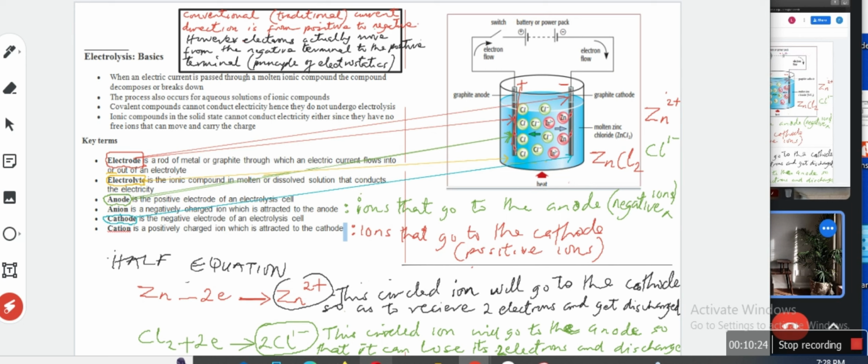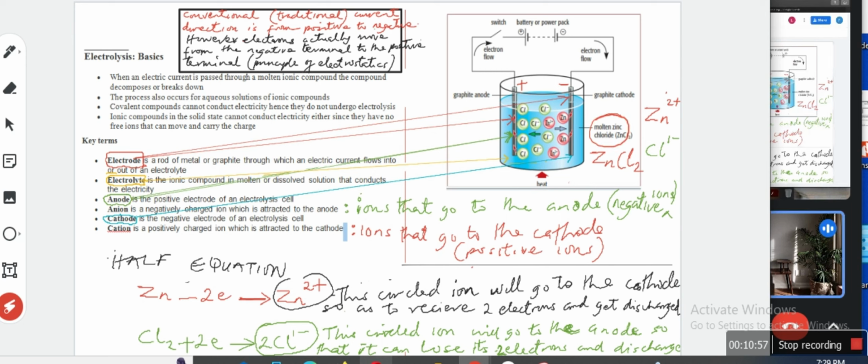So these rods are electrodes, right? The rod can be made of a metal or graphite. Now, electrolyte is the ionic compound itself through which the electricity flows. Remember that ionic compound can be in molten state or in aqueous solution.